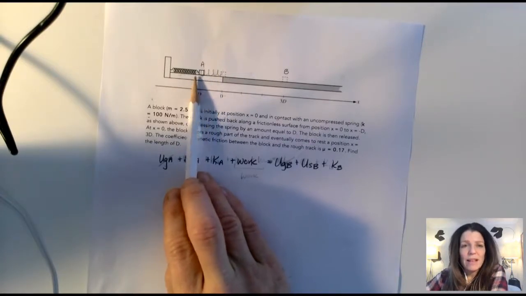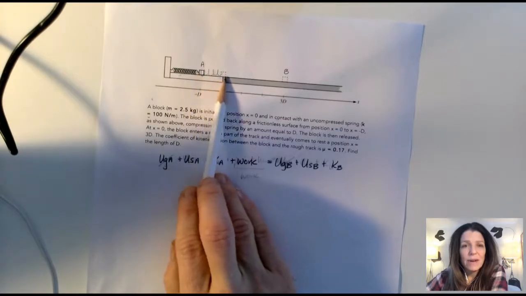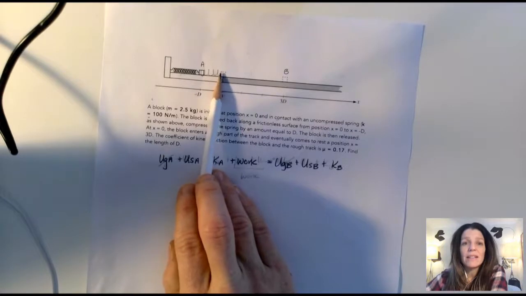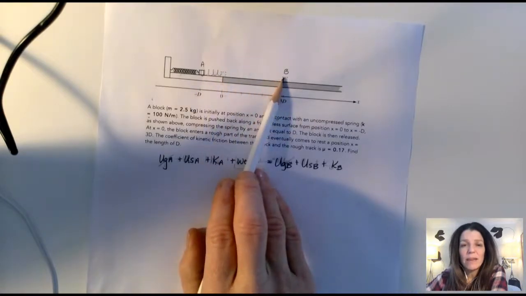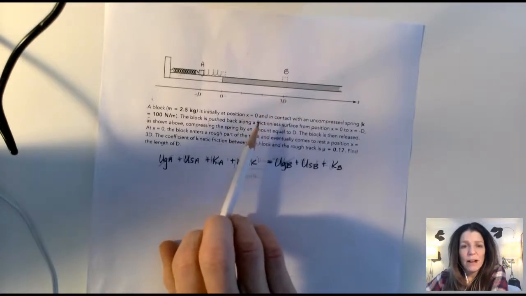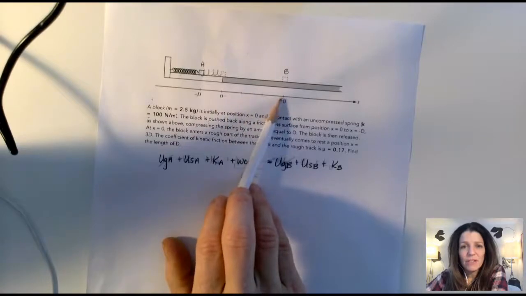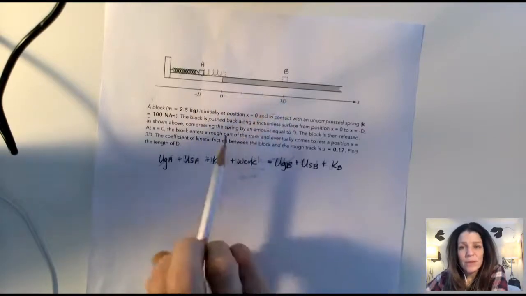So I have a block against a compressed spring, I release it from rest, it's going to decompress, come back to that point, and then the block is going to leave the spring behind. It's not attached, it's going to travel to point B, and it's going to travel a total distance of 3d before it actually comes to rest. And you're told the coefficient of friction on this rough patch. And your task is to determine what d is.